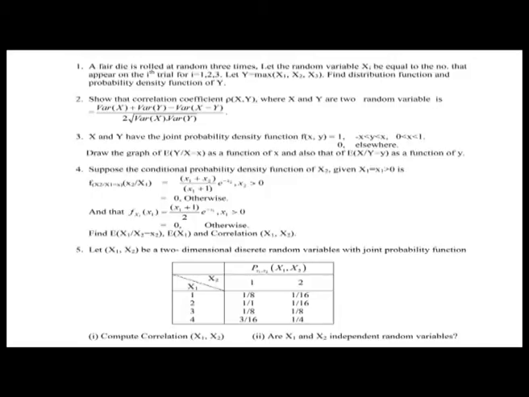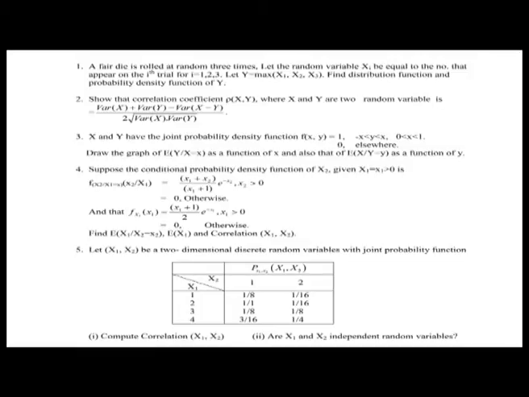two discrete random variables with joint probability function. Yeah, so now you have to compute the correlation of X1, X2 and are X1 and X2 independent random variables. So, remember, even if your correlation coefficient is 0, it will not necessarily imply that X1 and X2 are independent. So, to verify, you will have to find at least one pair of values of x1 and x2 for which the probability of X1 equal to that number and X2 equal to a particular number is not equal to the product of the individual probabilities. If you can show that, then you can conclude that X1 and X2 are not independent.